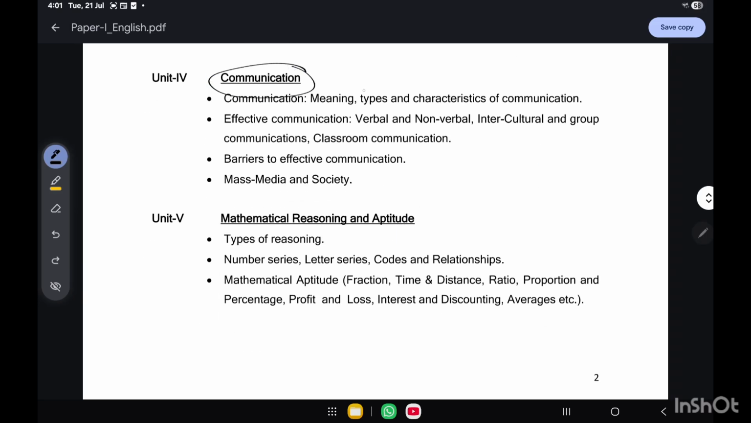In the communication you're gonna learn about what are the types, the characteristics, what are the effective communication like verbal versus non-verbal, classroom communication versus group communication, like that. So what are the barriers to this effective communication? And you're gonna learn about the mass media, the society related, and these are the syllabus in unit 4.